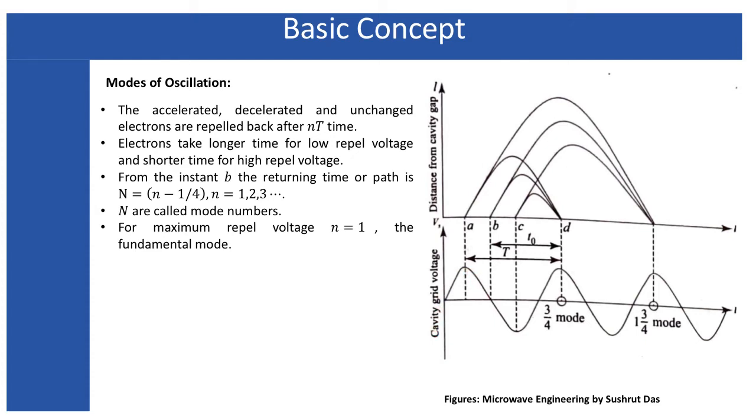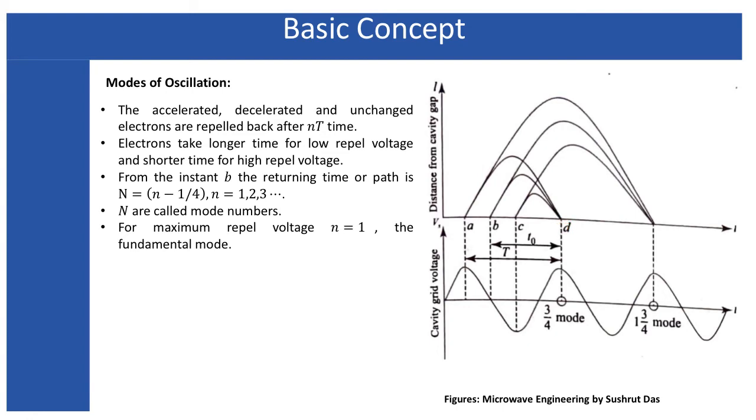But the electrons which leave the cavity at time instant B remain unchanged in velocity, because they leave at the instant where the cavity gap voltage is 0. On the other hand, the electrons which leave during the retarding phase of the cavity gap voltage get decelerated. But finally, after being repelled back from the repeller end, all of these electrons reach the cavity at the same time instant D, you can see from here.